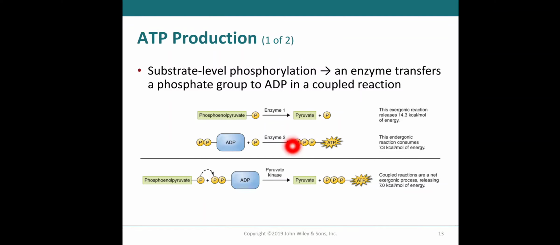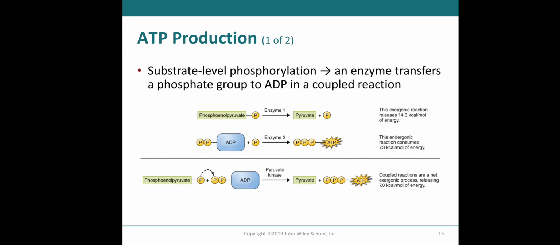So, you have here, for example, phosphoenol pyruvate with a phosphate group. And then, this enzyme 1 transfers this phosphate group to your ADP. So the loss of the phosphate of this phosphoenol pyruvate will power the addition of the third phosphate to ADP to form ATP. So here is enzyme 1. This one is an exergonic reaction.